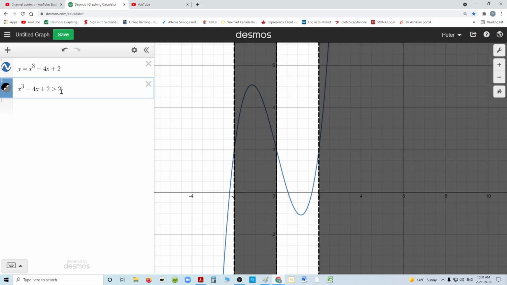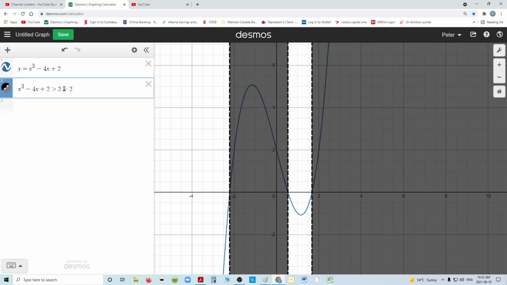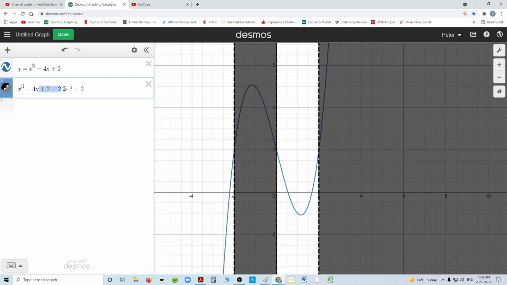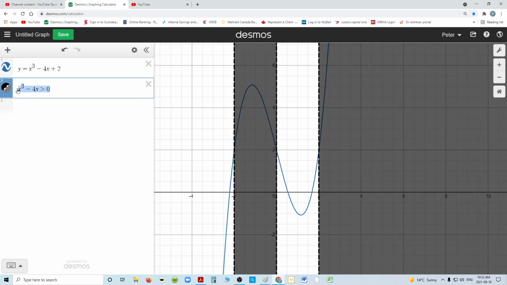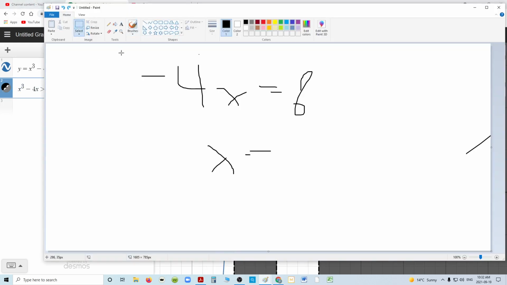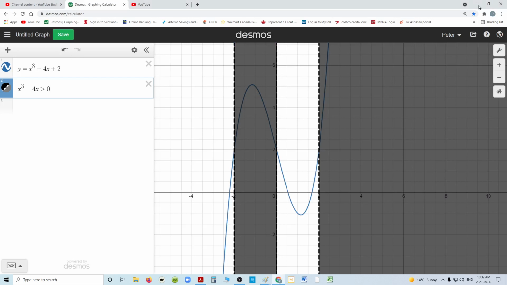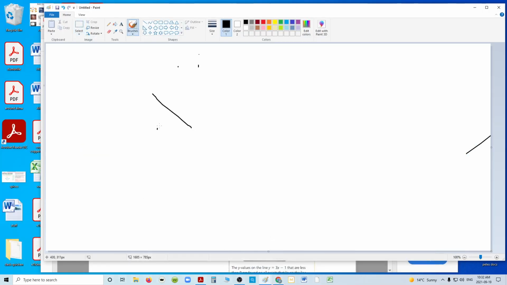But let's say you were just going to solve it algebraically. You would subtract the 2 on both sides. These cancel out, and these become 0. And then you would just solve it like you would any algebraic solution. Okay, let's see if it holds true. We're just going to take x cubed minus 4x and solve it. X cubed minus 4x, when is it bigger than 2? Oh, bigger than 0, sorry.